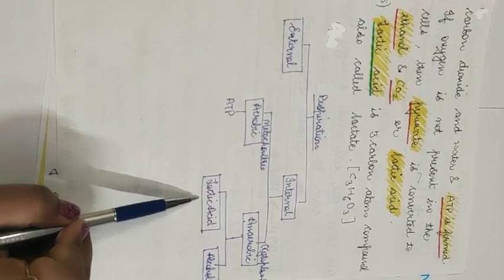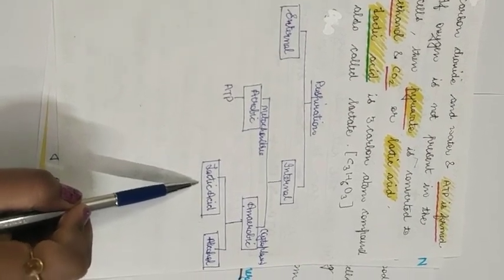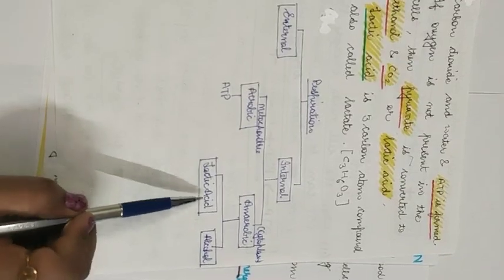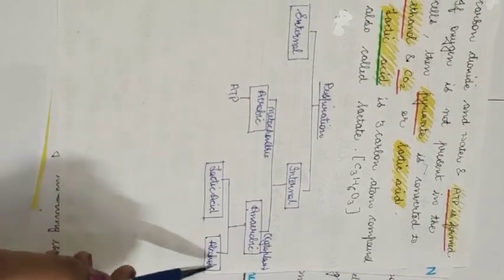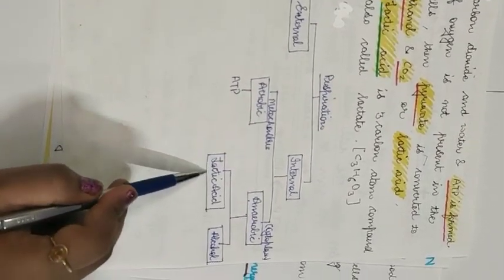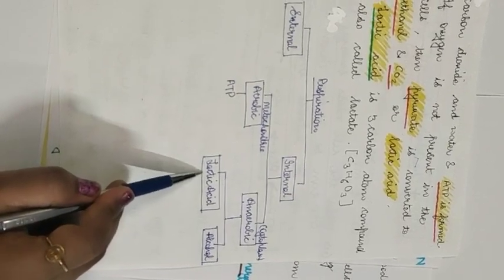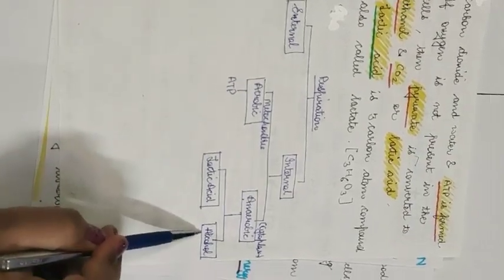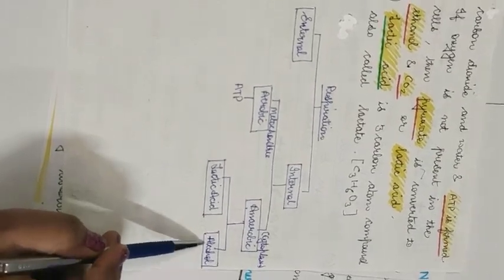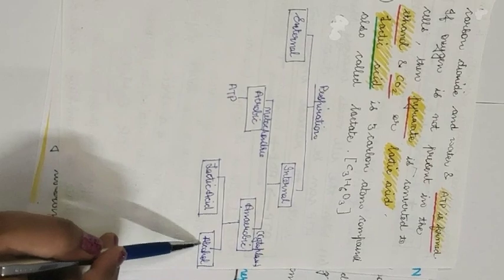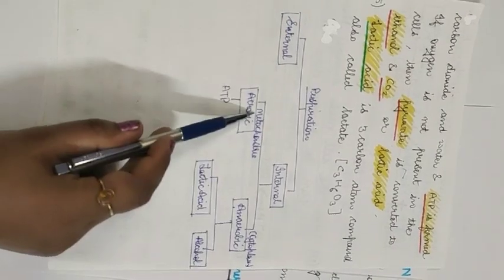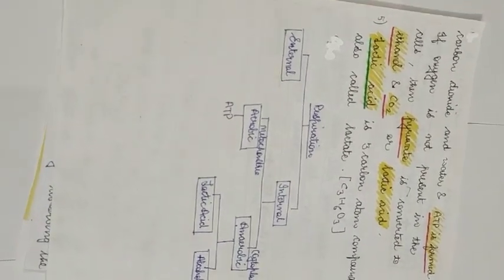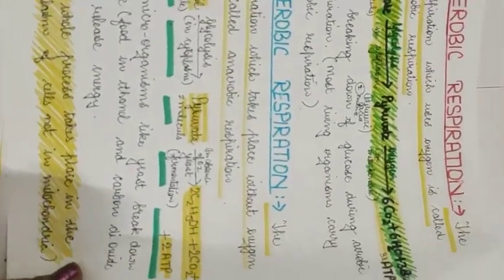Food means glucose. Glucose is converted into pyruvic acid or pyruvate, and then if there is no oxygen, it will be converted into lactic acid or alcohol. If it is an animal cell, it will be converted into lactic acid, and if it is a plant cell or also fungi like yeast, it will convert into alcohol. That means alcoholic fermentation. So anaerobic respiration takes place in the cytoplasm. Okay, so mitochondria only perform the respiration in which oxygen is involved. I hope it's clear. Now coming to aerobic respiration.